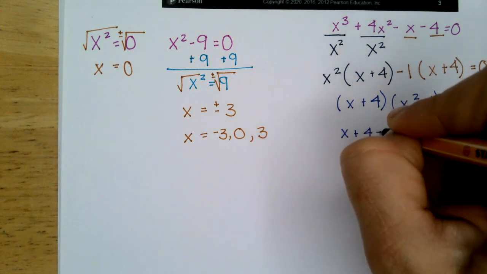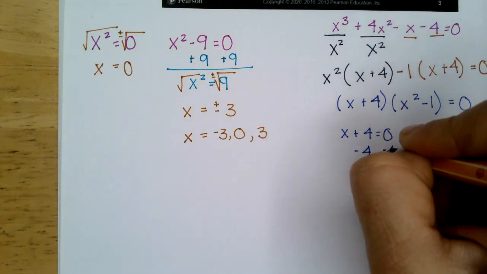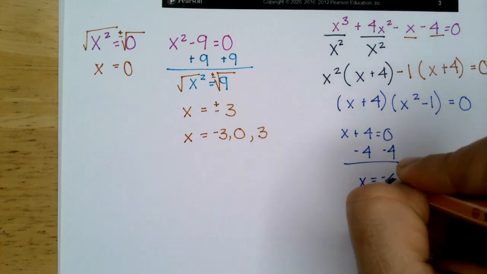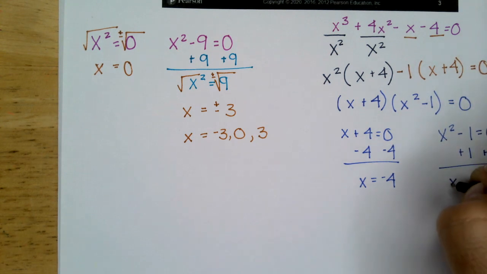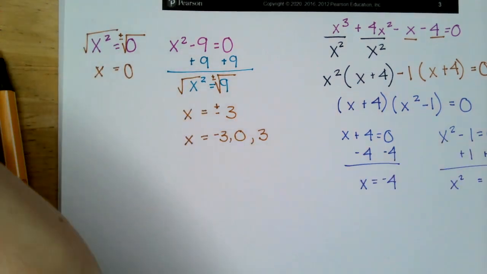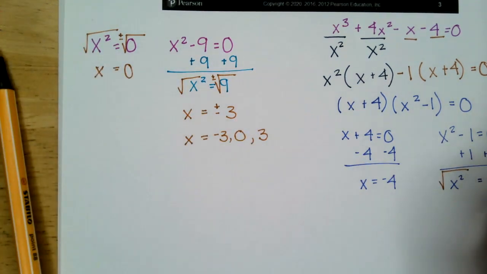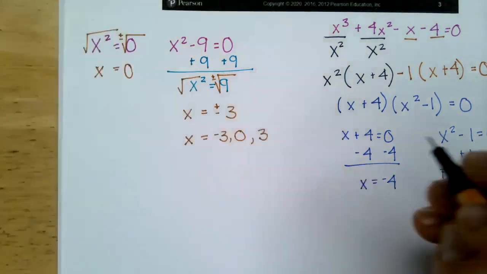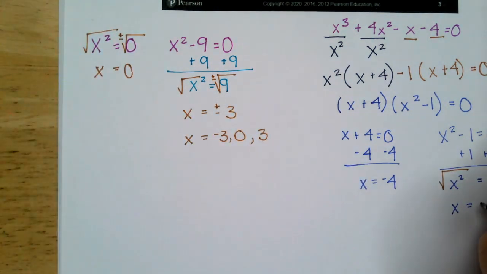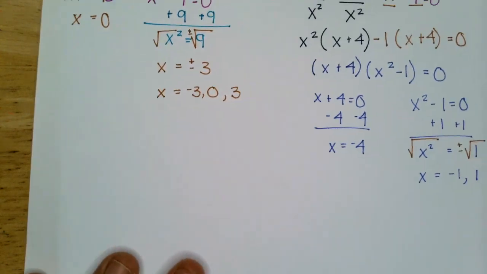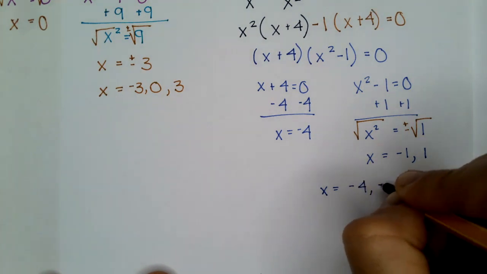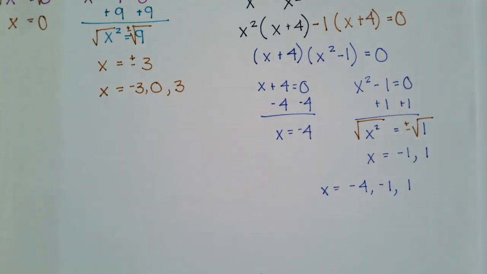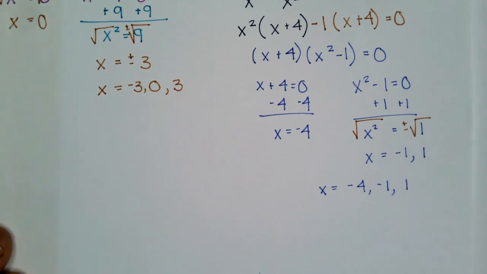X plus 4 is 0. Subtract 4. X is negative 4. Here, x squared minus 1 is 0. Add 1. X squared is 1. Take the square root. And we get x is negative 1 and 1. So my 3 answers here are x equals negative 4, negative 1, and positive 1. Good? All right.